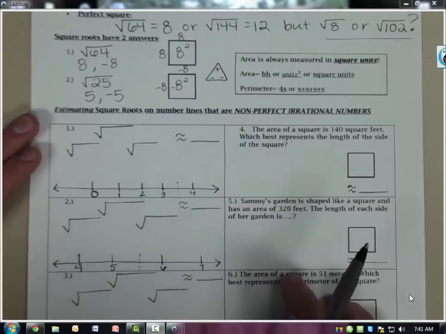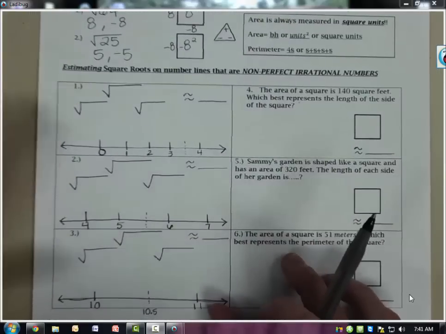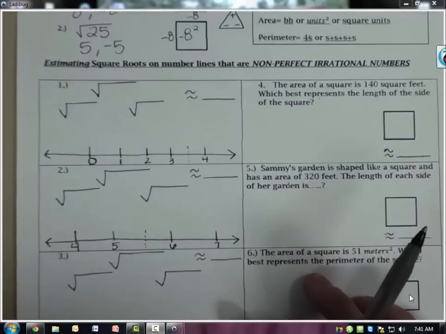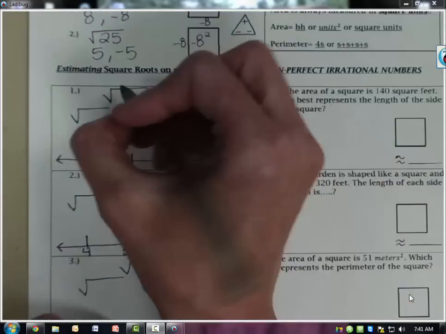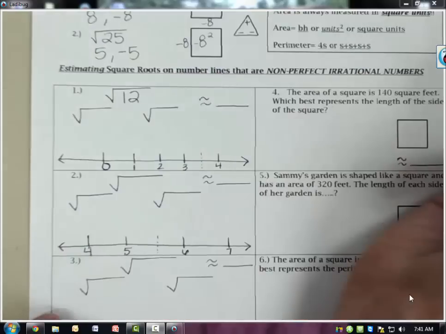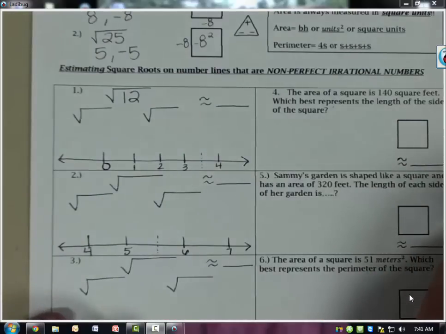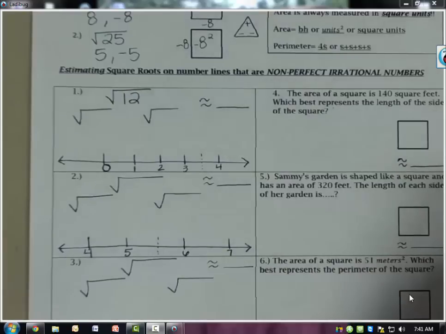Okay, so let's look at number 1. What if I had the square root of 12? I've written all this down for you, so all you have to do is fill in under your radical. If I had the square root of 12, think about two square roots that are before and after it. In my head I'm thinking about the number 3. So how would I get 3? Well, the square root of 9.